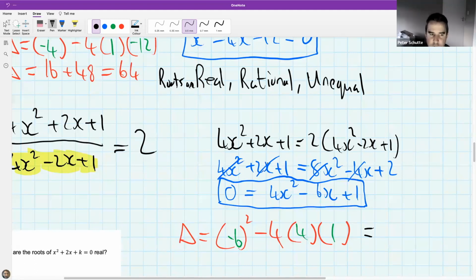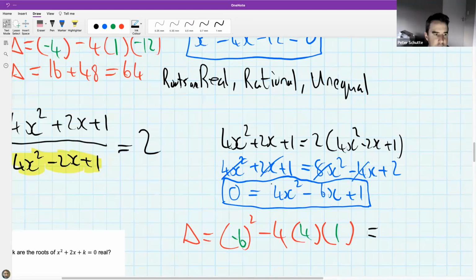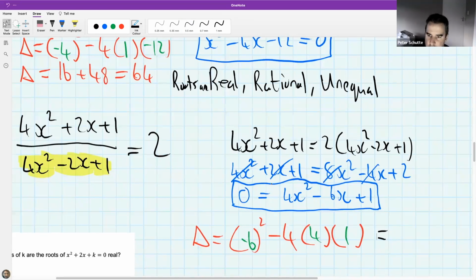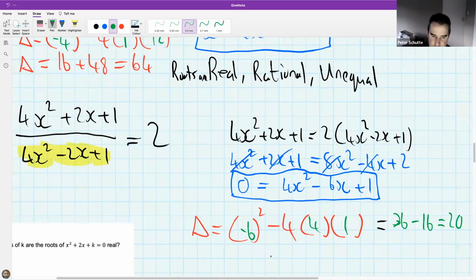Now, did I make a mistake? Let's have a quick look. 4x squared plus 2x plus 1. So that's 8x squared minus 4x plus 2. Then I get minus 6x plus 1, 0. That's fine. 36 minus 4 times A times C. So then I get 36 minus 16, which is 20. And so, yes, let's go to Manda. Manda, what's your answer? How would you describe the roots?